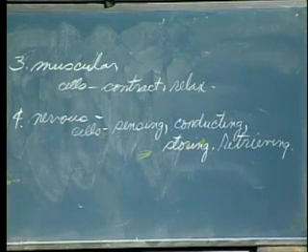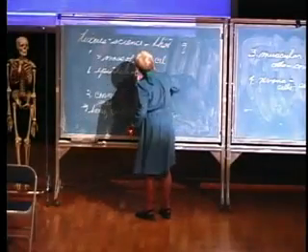So this gives us a brief outline of just these 4 types of tissues that make up this whole phenomenal body. So now we're ready to start a system. We're going to start with the skeletal system.